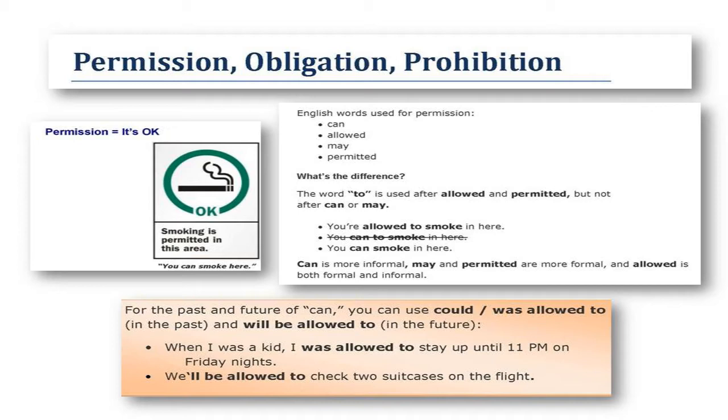For the past and future of can, you can use could or was allowed to in the past and will be allowed to in the future. When I was a kid, I was allowed to stay up until 11 p.m. on Friday nights. You will be allowed to check 2 suitcases on the flight.